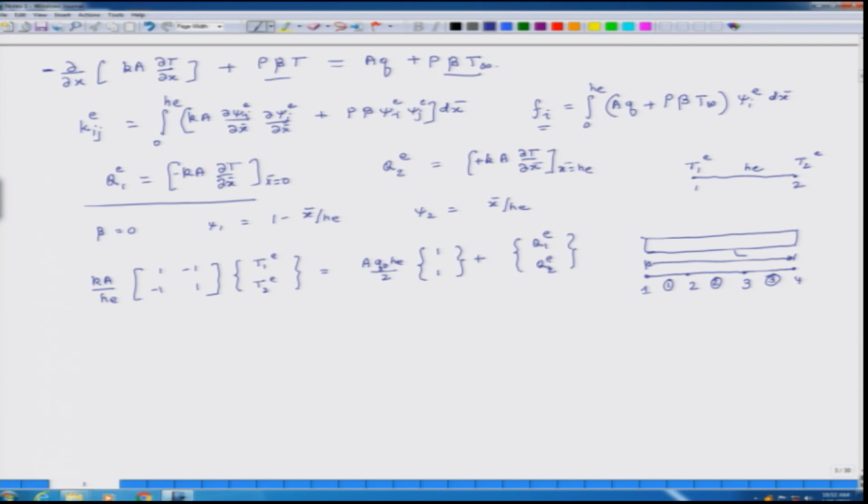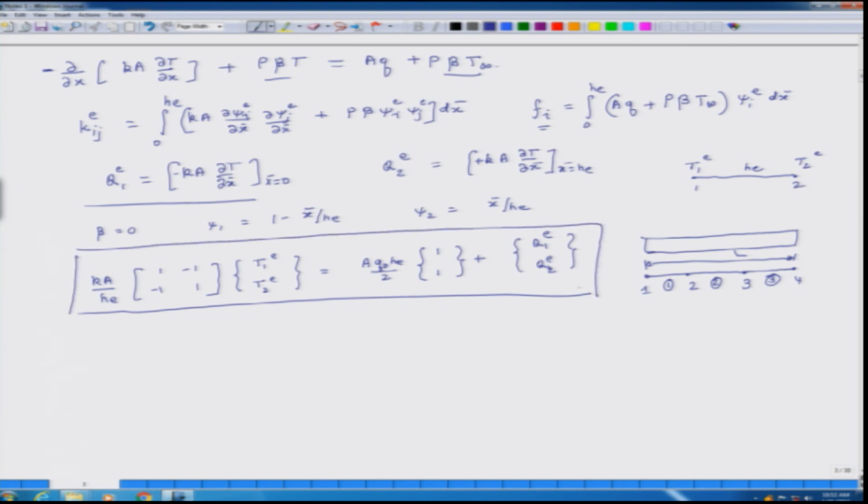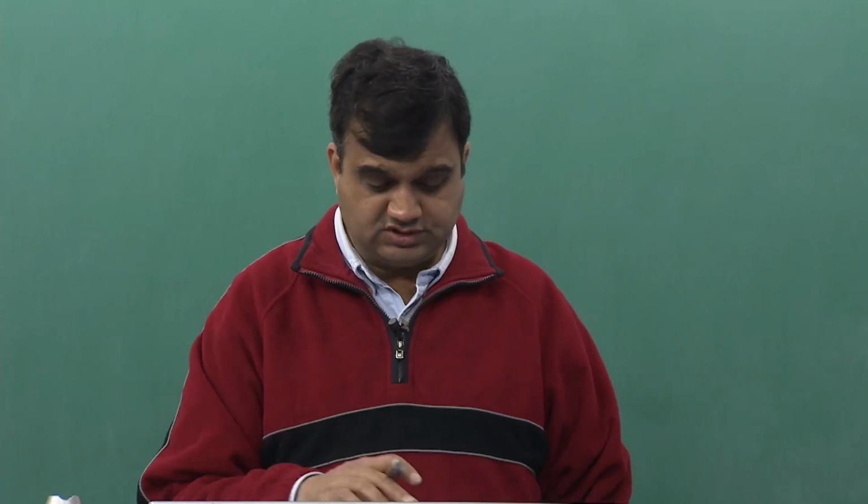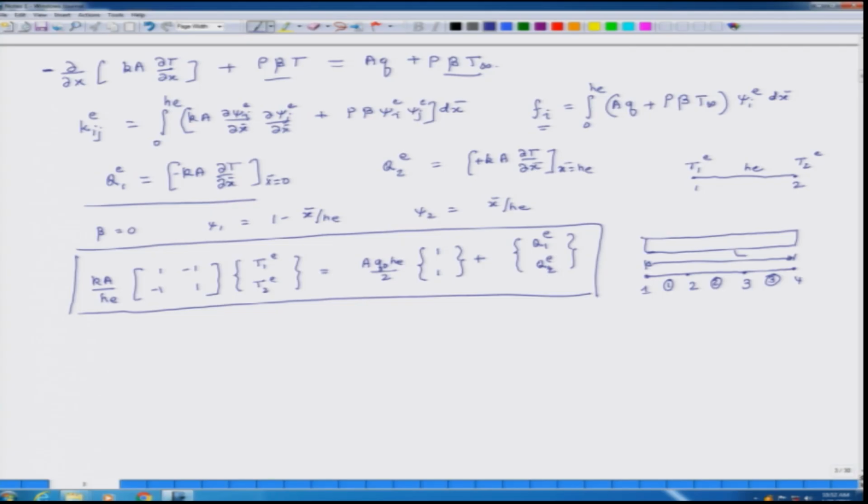Okay. So, I can write 3 sets of equations at the element level, which will look like this, because there are 3 elements, and then using the continuity condition. The continuity condition is that T2E in the first element is equal to T1E of the second element. Similarly, T2E of the second element equals T1E of the third element. So, that is one condition.